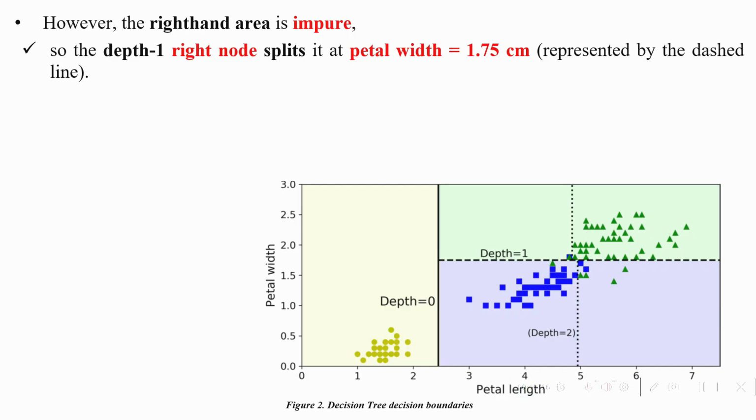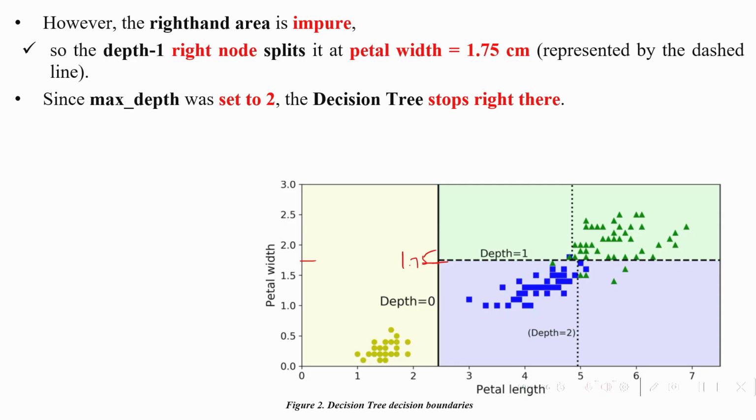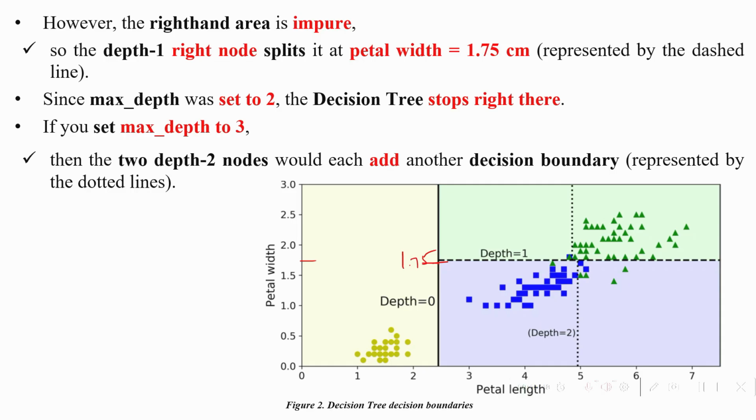So the right-hand side is impure, and at depth 1 the right node splits at petal width equal to 1.75. We can represent this in the data as a dashed line, which divides it into two parts once again. Here the max depth was set to 2, so the decision is to stop right here. If we set the maximum depth higher, then the depth 2 nodes would add further decision boundaries, like these dotted lines, and we can split the data further.